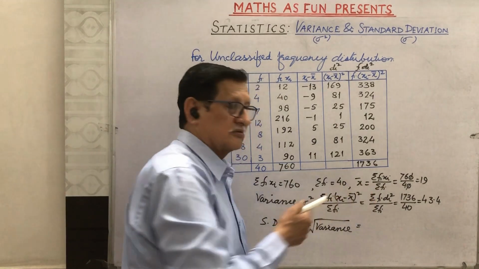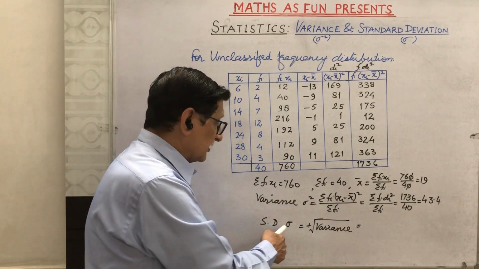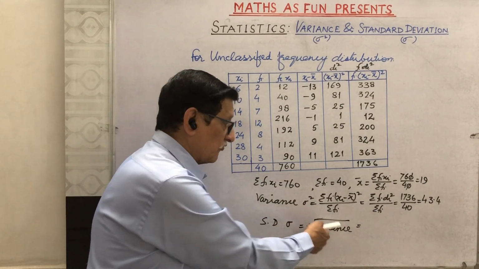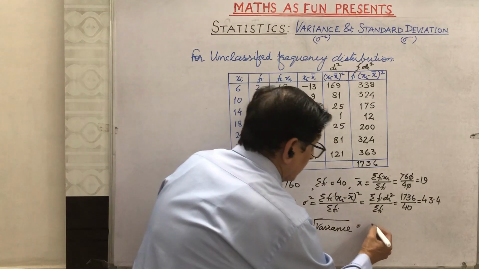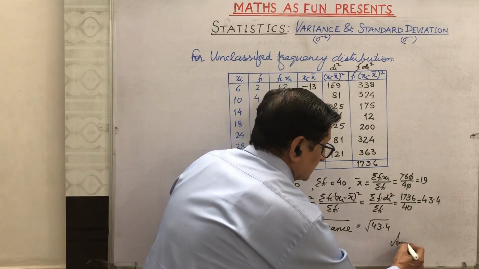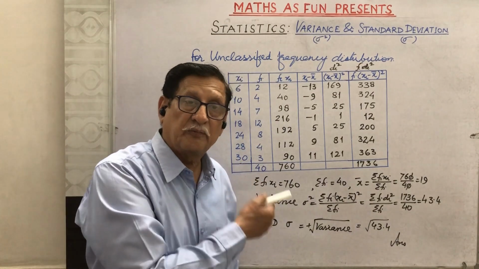This is the variance. Then to find out the standard deviation, sigma, that is the positive square root of variance, or we can say that is the positive square root of 43.4. This is the standard deviation of this particular problem.